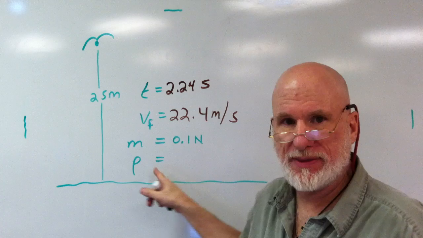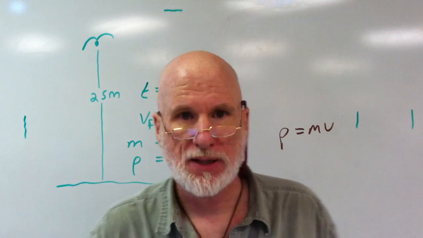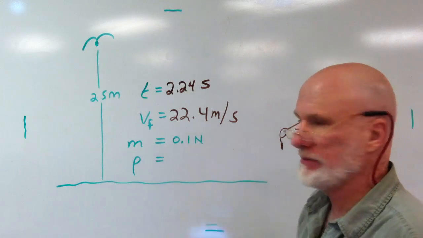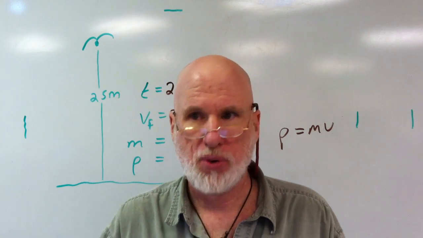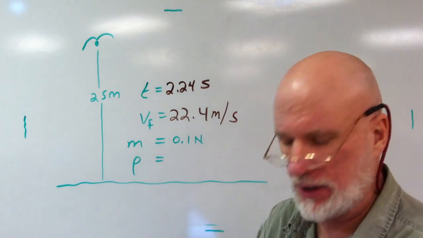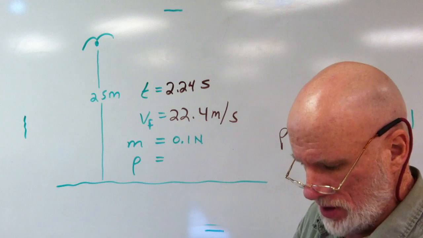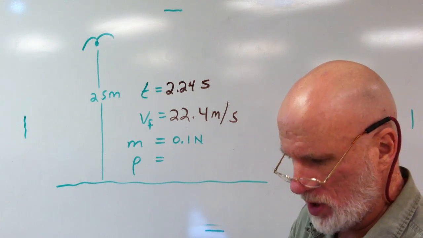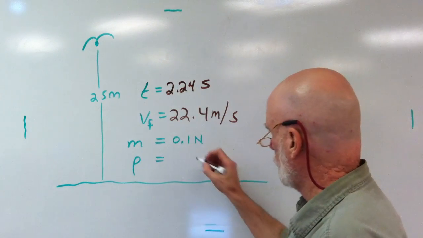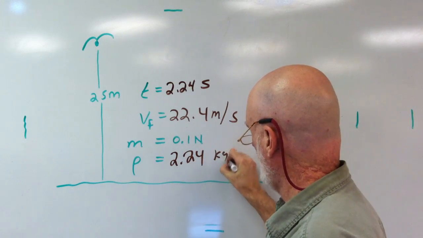Now, I want to know what the momentum is. I know that momentum equals mass times velocity, right? So what is 0.1 times 22.4? Do you need a calculator? Let's try to predict what it's going to be. What do you think it's going to be? 22.4 times 0.1. Okay, you getting this yet? Mental math. 2.24, and that's going to be kilogram meters per second.